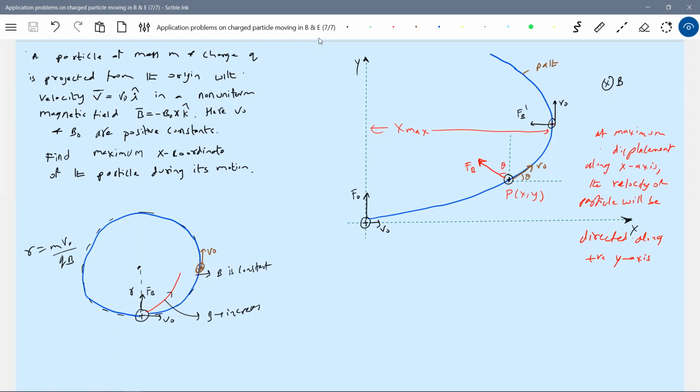Okay, now let's get into the mathematics here. After this, let's get into kinematics. Then acceleration along the y-axis is equal to FB cos theta by m. What is FB? QVB by m into cos theta. Now, what is B? In fact, this is Q V naught B naught x cos theta by m. Can I write this a_y as dVy by dt?